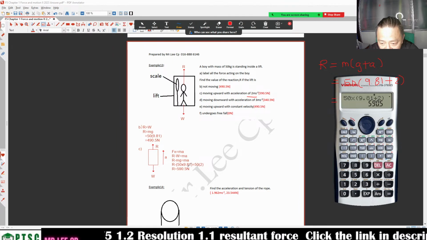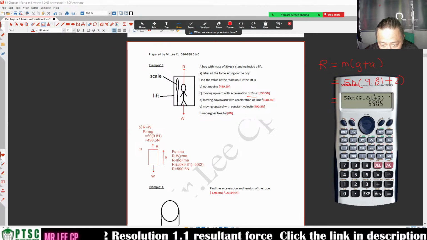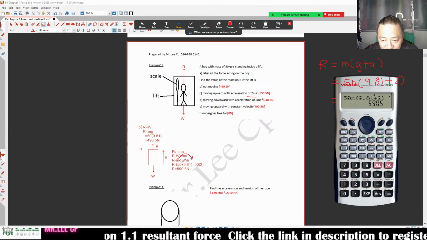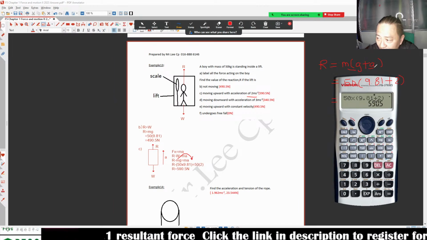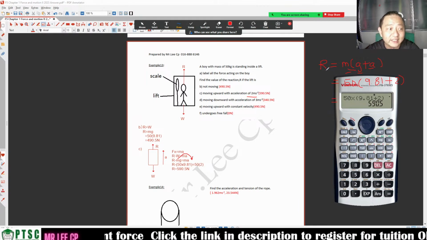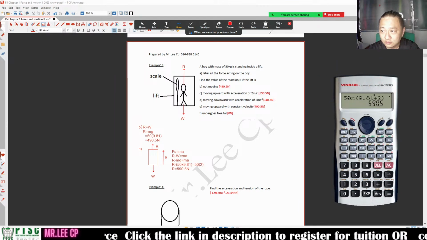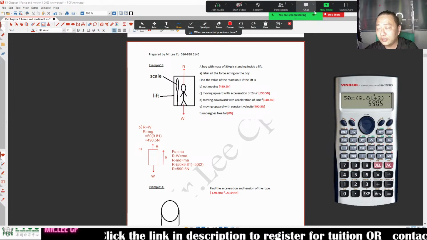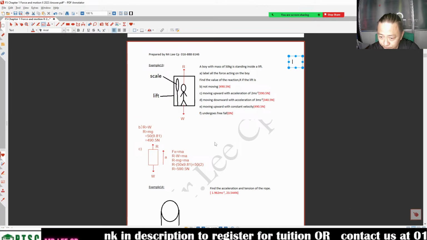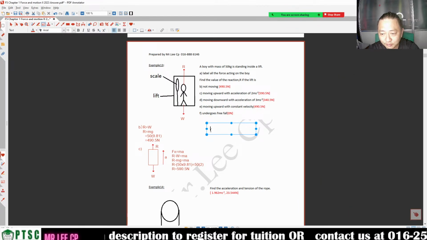You can see this one is mg. You bring this one to here. It's ma plus mg. They just factorize it only. If you want to build the formula, you can build it on your own. I don't want you to memorize the formula.